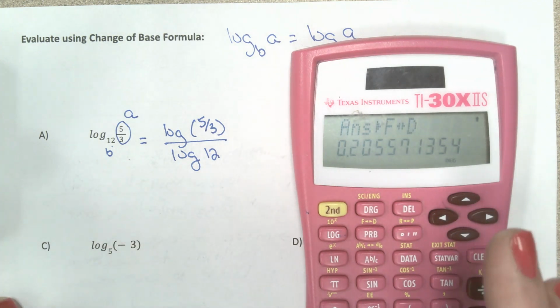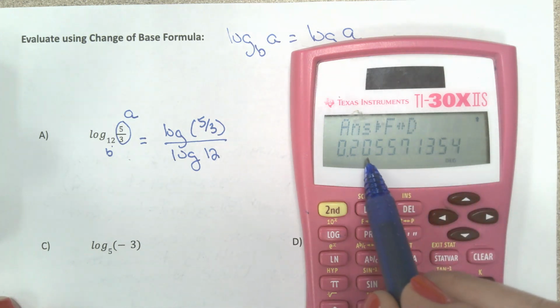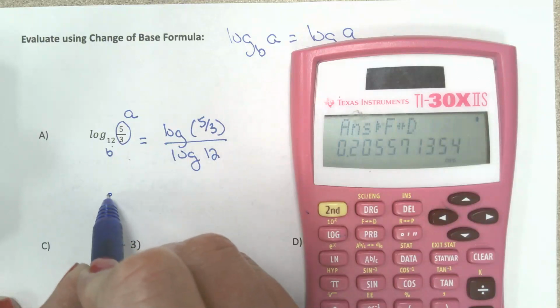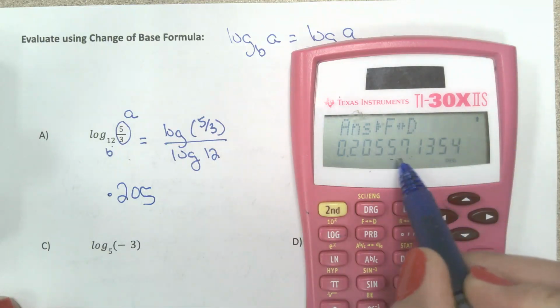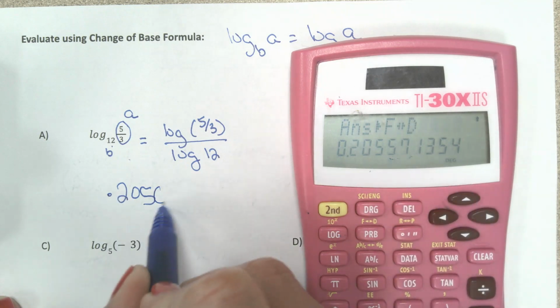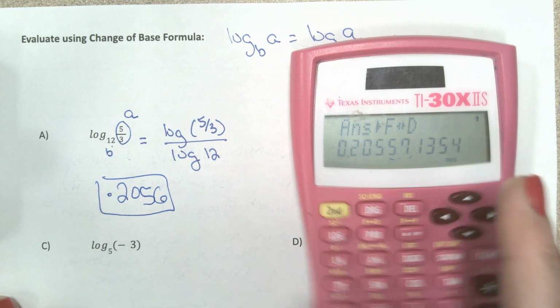Okay, let's see. We should probably round this to about 4 digits. So 1, 2, 3, 4. That gives me 0.205. And then that last one, the 7, rounds that up to a 6. 0.2056 for a good final answer there.